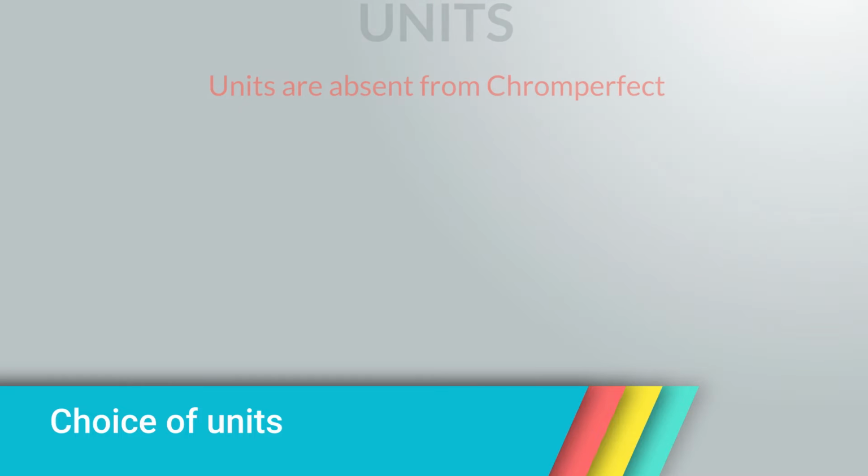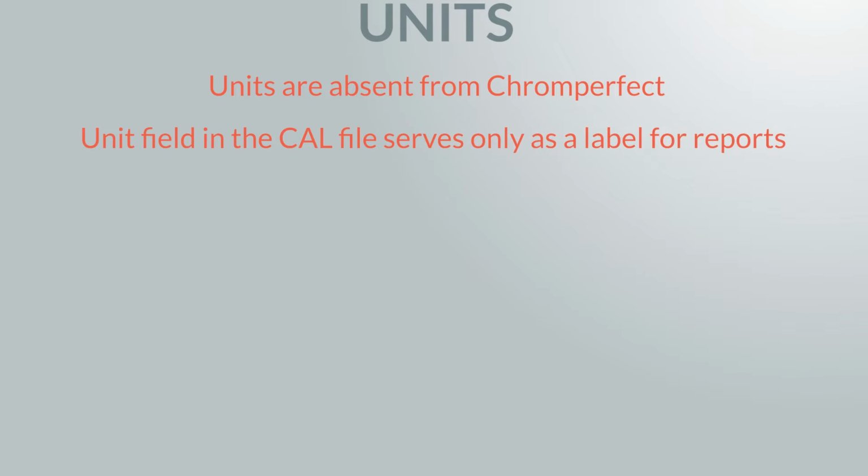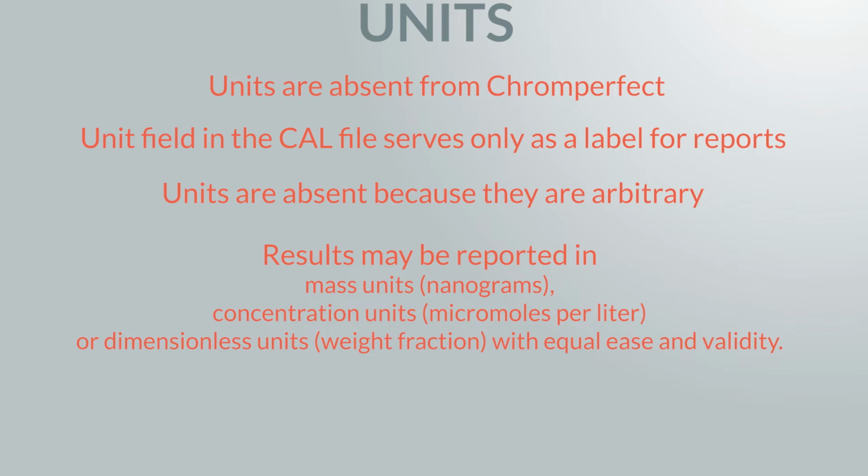Choice of units. Despite their importance to quantitative analysis, units are strangely absent from Chromperfect. While the calibration file does contain a unit field, this has no effect on the numbers generated, but only serves as a label for amounts on the reports. The reason for the apparent absence of units is that they are arbitrary. If the calibration file is set up in a consistent manner, results may be reported in mass units, nanograms, concentration units, micromoles per liter, or dimensionless units, weight fraction, with equal ease and validity.